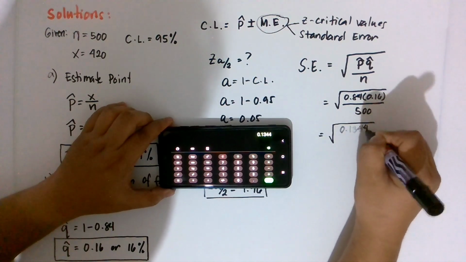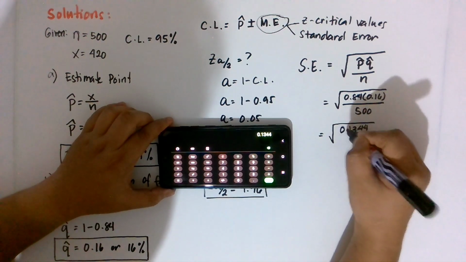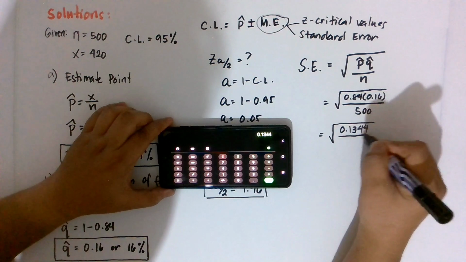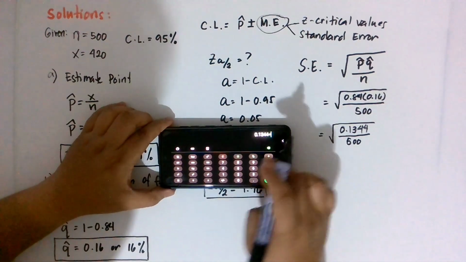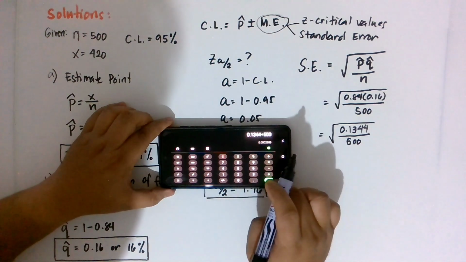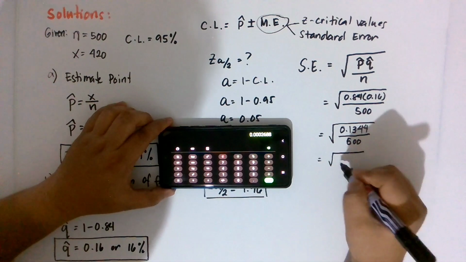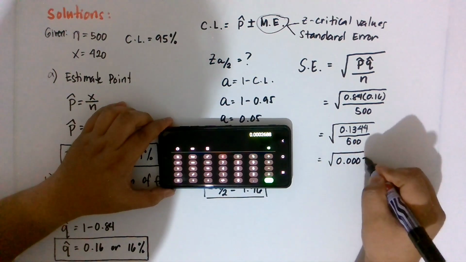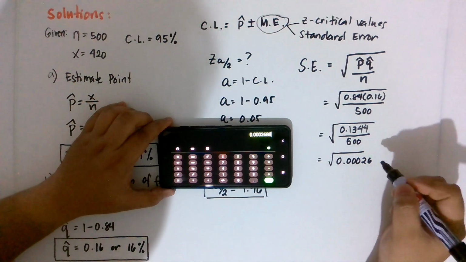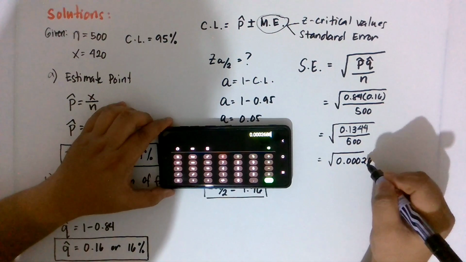Okay, yan linawan ko lang po at medyo malabo na. Yan, 0.1344, then divided by 500. Divide natin sa 500. And there you have it. That is square root of 0.0002688. Okay. Yan, dalawang 8.